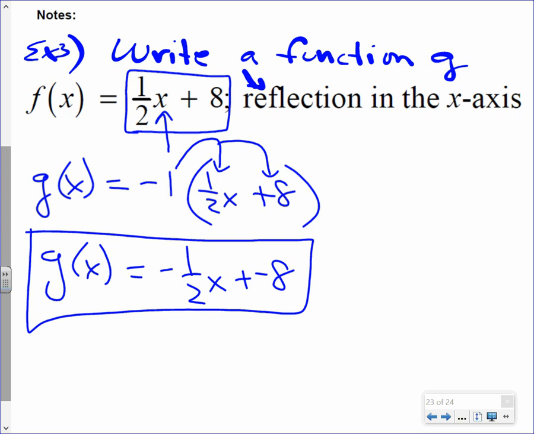Well, mission accomplished now. We wrote a function g. There it is. We took that function, f of x, and we reflected it over the x-axis. Here's your new function. In other words, if I were to type this in my Desmos calculator, this would be a reflection over the x-axis of that one. I can verify it later, but I'm pretty confident you guys believe me.